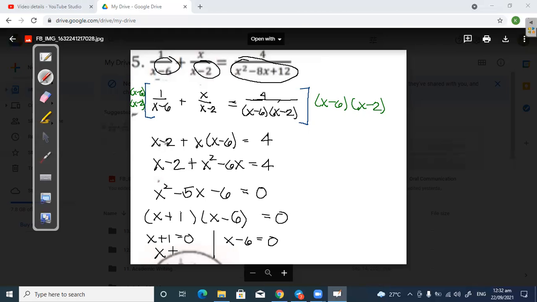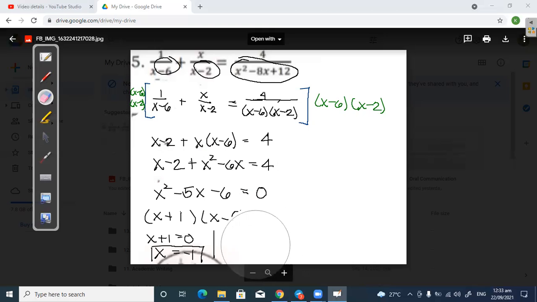And hence, x is equal to negative 1 and 6. X is equal to positive 6. So, ano ba talaga yung solution? No, I think may mababawas pa dyan. Okay, kaya always check for the answer. So, isa lang magiging real solution dyan.